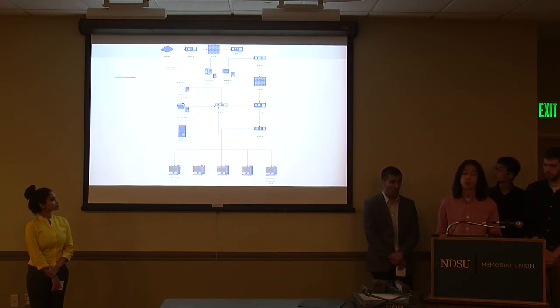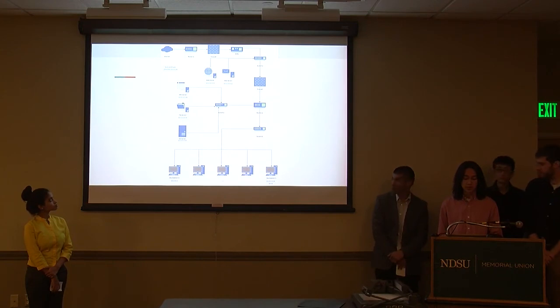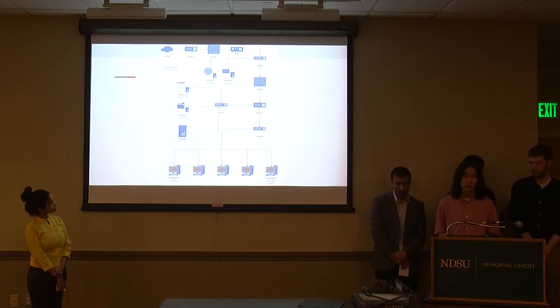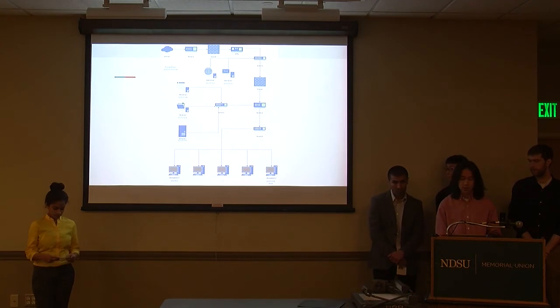So here was our initial network diagram. Our initial network diagram included 2 firewalls, as well as a web server, mail server, DNS server, file server, and AD server. As you can see, these are all IPv4 addresses. We had to switch over to IPv6 due to Siren constraints.